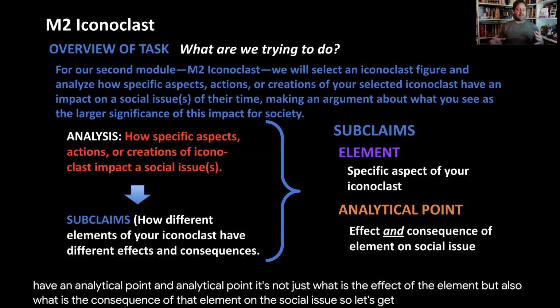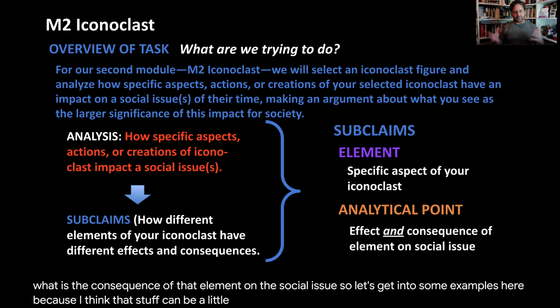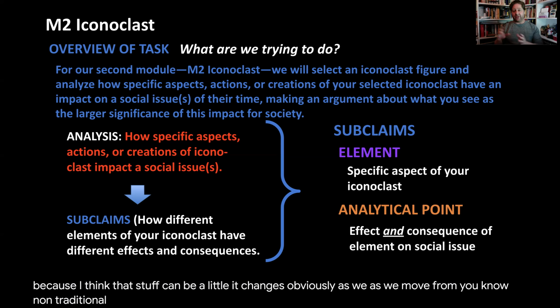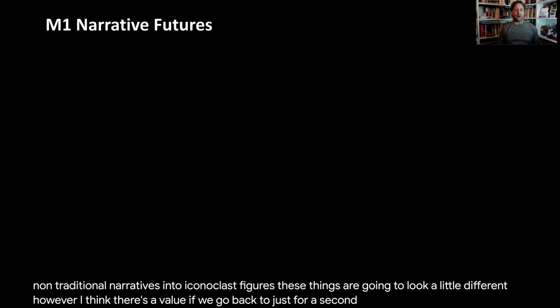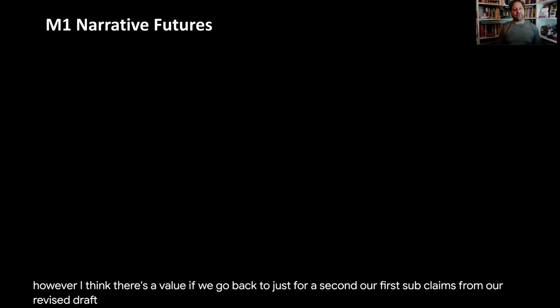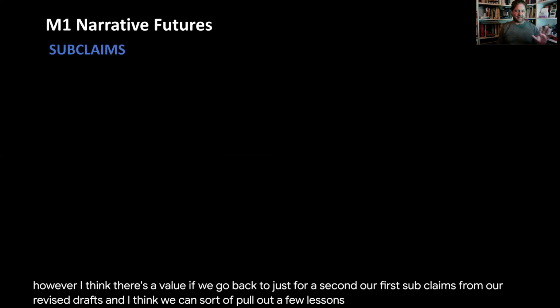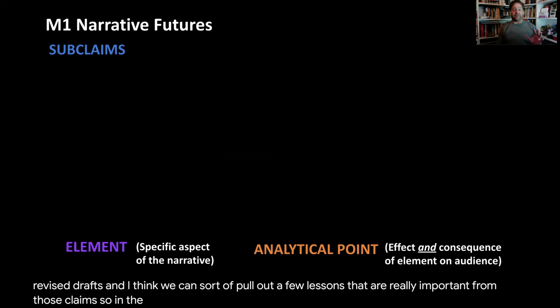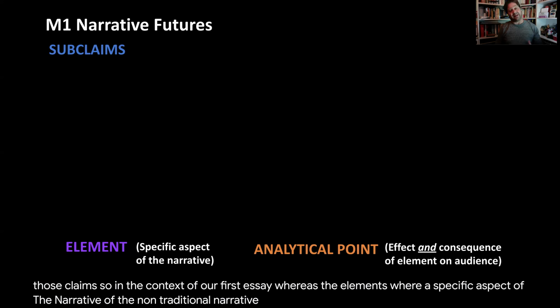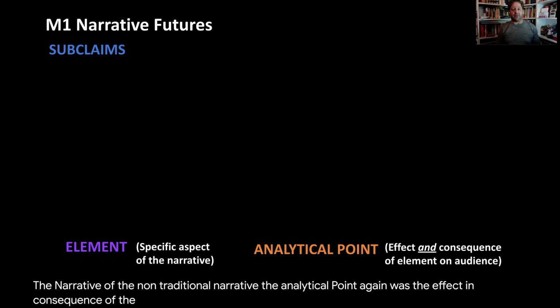So let's get into some examples here, because I think this can be a little different as we move from non-traditional narratives into iconoclast figures. These things are going to look a little different. However, I think there's value if we go back for a second to our first module on narrative futures and take a look at some of the subclaims from our revised drafts. I think we can pull out a few important lessons from those subclaims. In the context of our first essay, the element was a specific aspect of the non-traditional narrative, and the analytical point was the effect and consequence of the element on the audience.